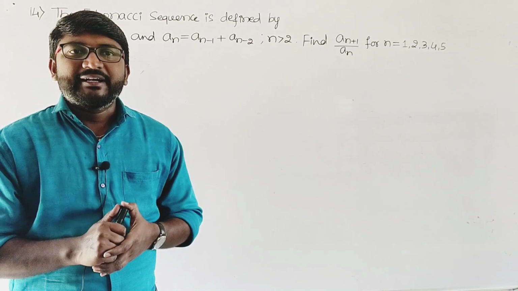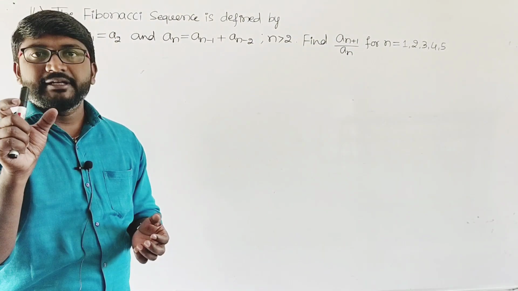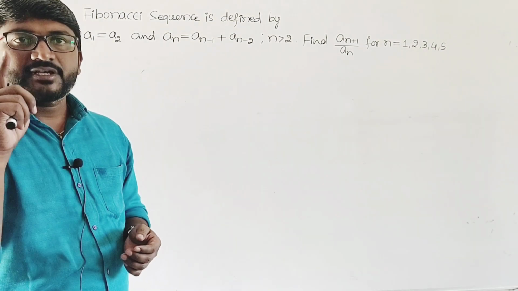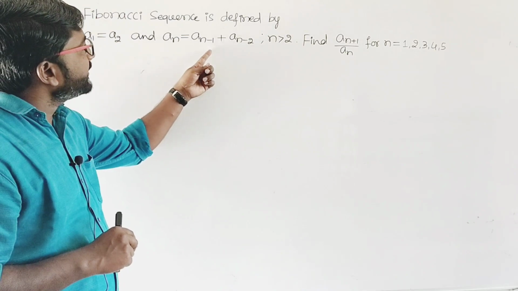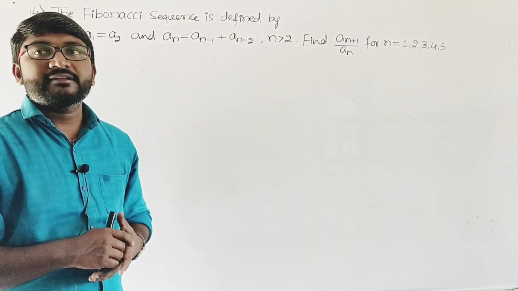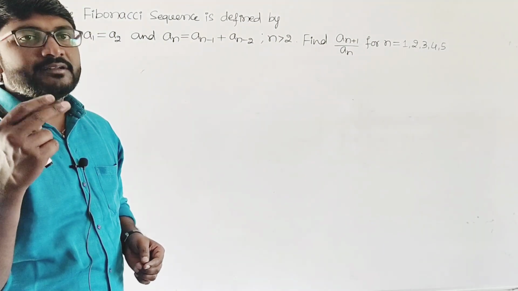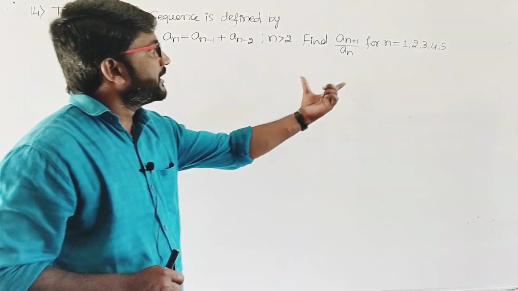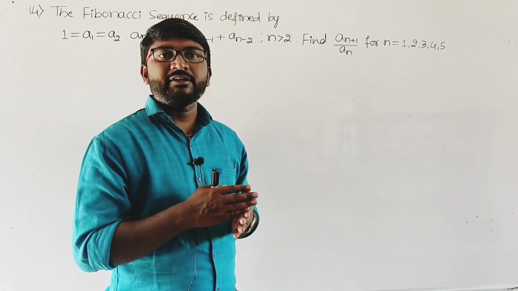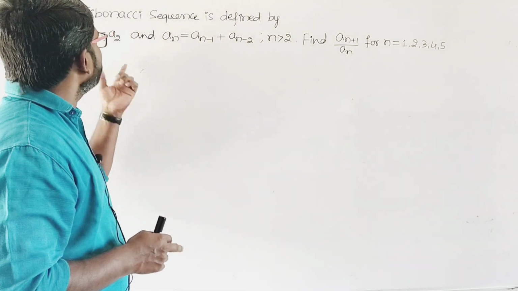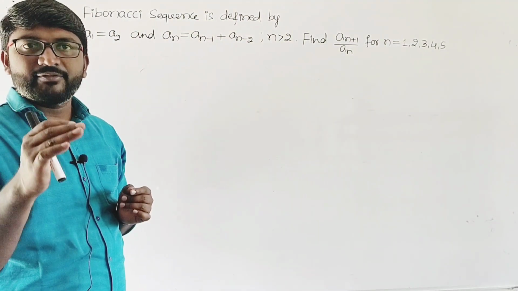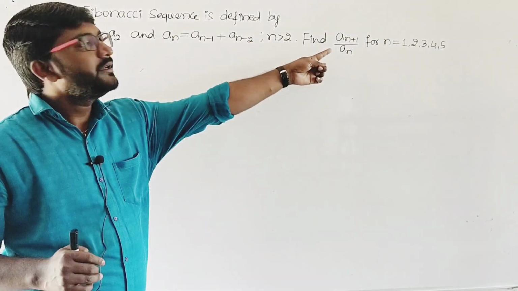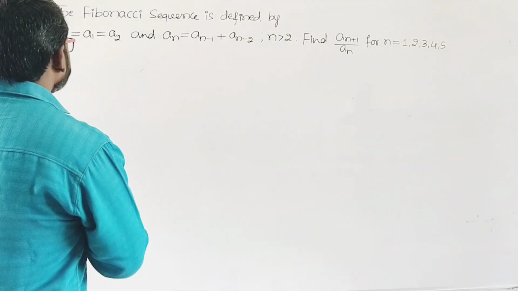Well, the 14th problem: the Fibonacci sequence is defined by a1 equal to a2, that means the first two terms are 1, and an equal to an minus 1 plus an minus 2 for all n greater than 2. Then find an plus 1 divided by an for all n equal to 1, 2, 3, 4, 5. So in order to get this, we need the values of a1 to a6. So let us find a1 and a2, already given. We have to find a3, a4, a5, a6 by making use of this equation, and then later we'll go for finding an plus 1 divided by an.